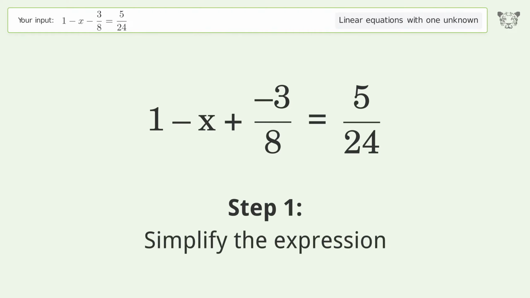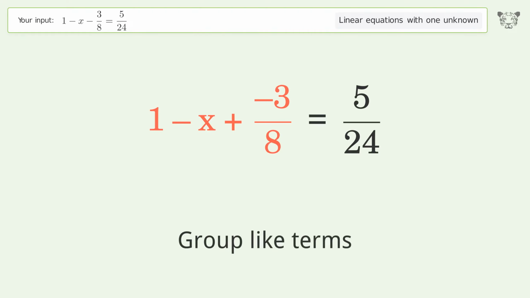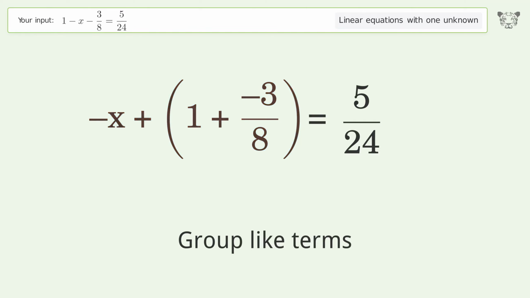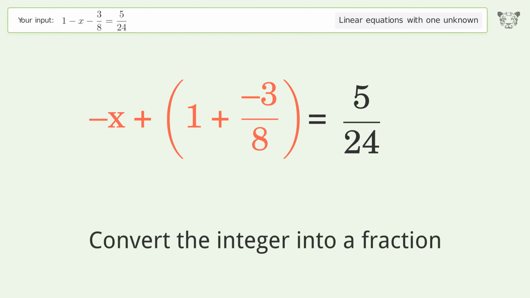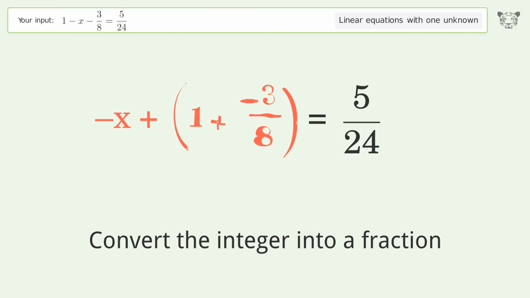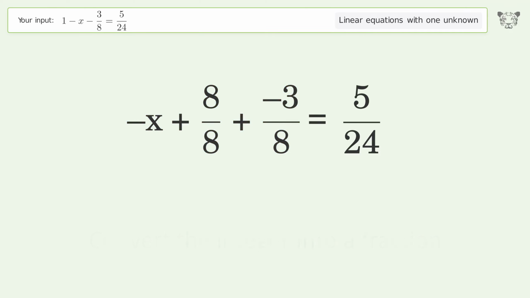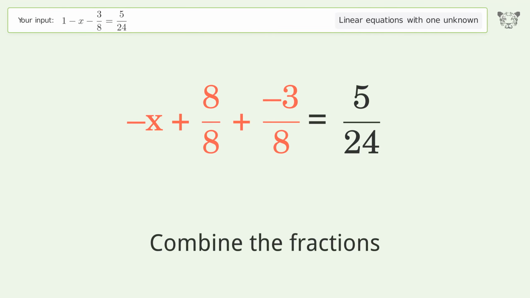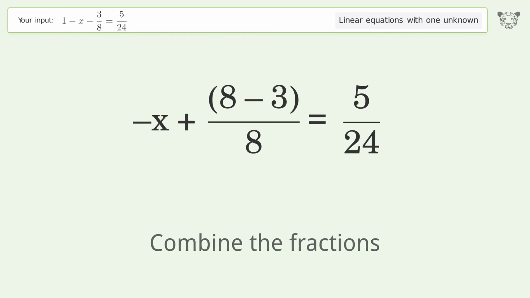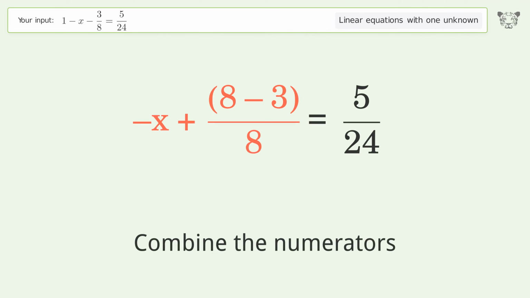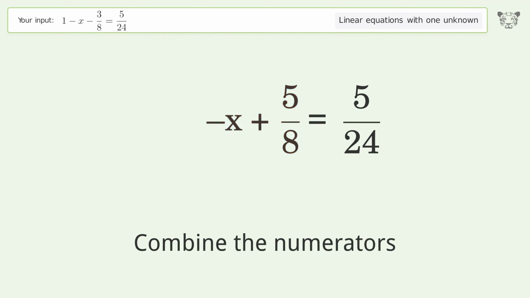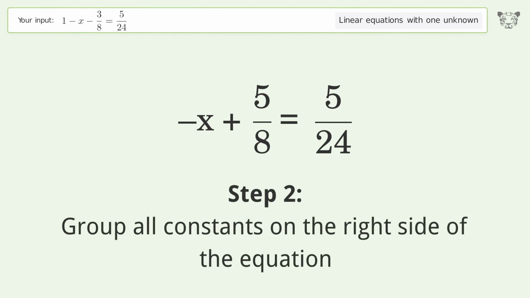Simplify the expression. Group like terms. Convert the integer into a fraction. Combine the fractions. Combine the numerators. Group all constants on the right side of the equation.